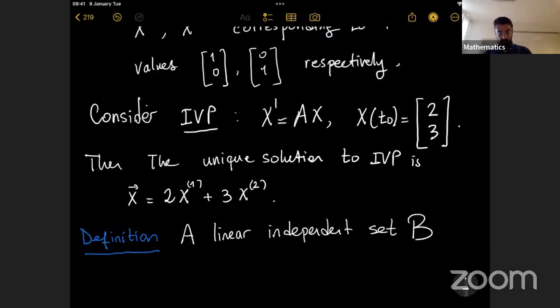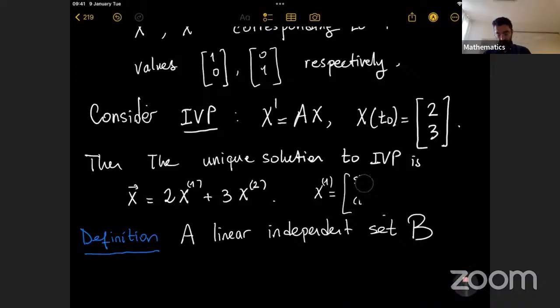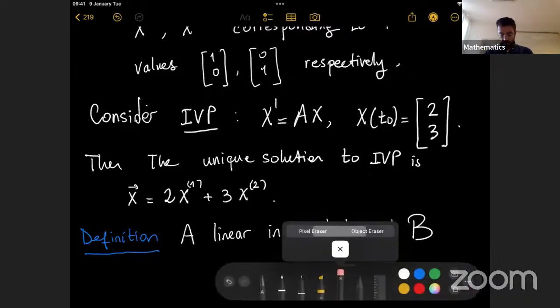Well, there is one question. What are x1 and x2? X1 and x2 are vector functions. You can also think of them as matrices, right? So x1 is like this, for instance. I'm just making this up: sine t, cosine t, for instance. It's a 2 by 1 matrix. But it's a vector anyway. Any vector is a matrix, right, with only one column.